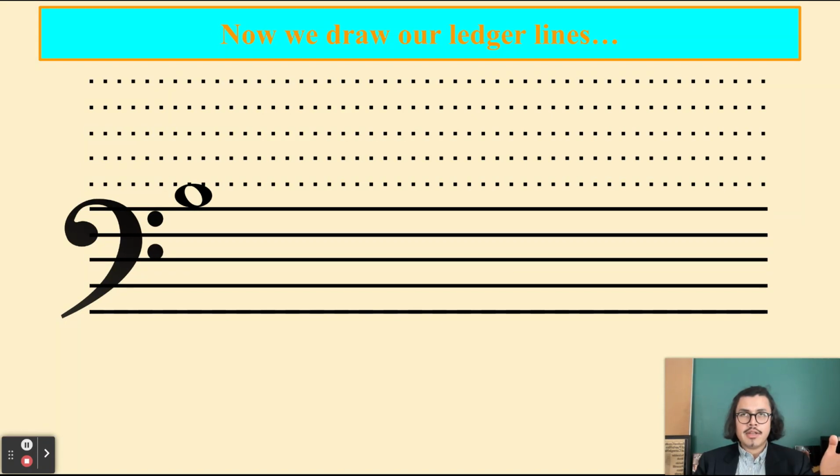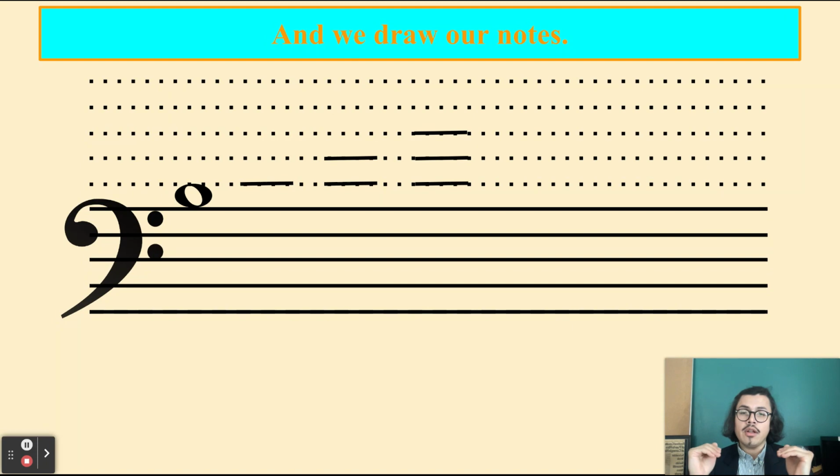So now we're going to draw the next three notes in the spaces. For that, I'm going to need three more spaces, so that means three more ledger lines. So I'm going to draw the line above which we're going to place the first note. It has to extend, because then we're going to place a second note in a space and then a third note in a space.